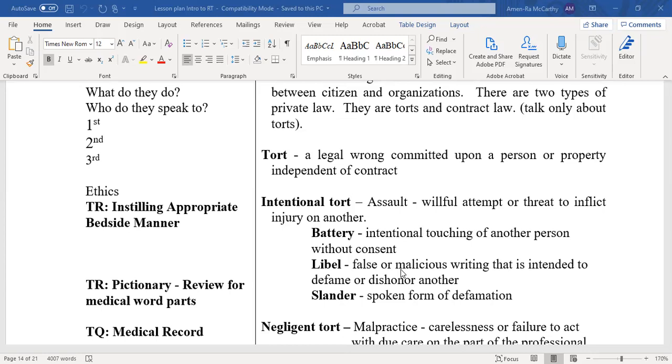You don't believe everything you hear, but you're going to think twice about being around that person if somebody writes something like that about them. So that's libel, right? That's intentional. And then slander is spoken. The same defamation, but you say it, right?